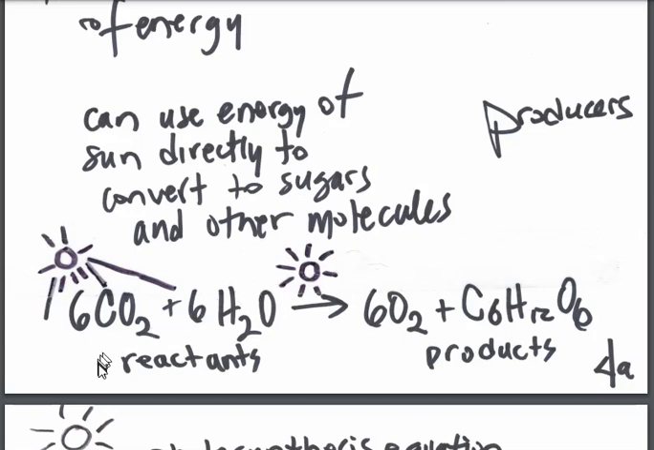The things on the left side of this chemical equation are called reactants. What do you call the things on the right side of this chemical equation?